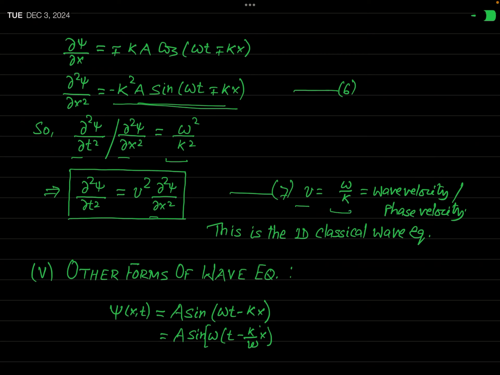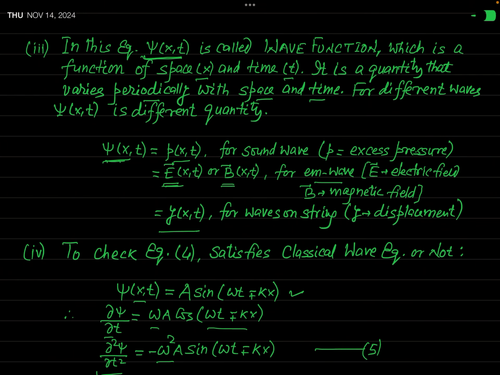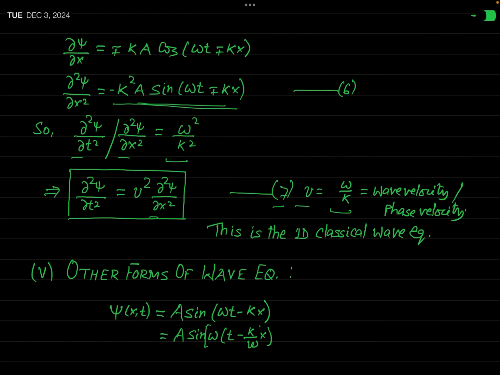And after seeing this equation 7, can you say what this equation is? I have already taught you about the classical wave equation and its solution. So definitely you can say that this is the classical wave equation, or the D'Alembert wave equation, in one dimension. And therefore you can say that this equation definitely represents a one-dimensional wave, and such a wave is called a plane progressive wave or a sinusoidal progressive wave.